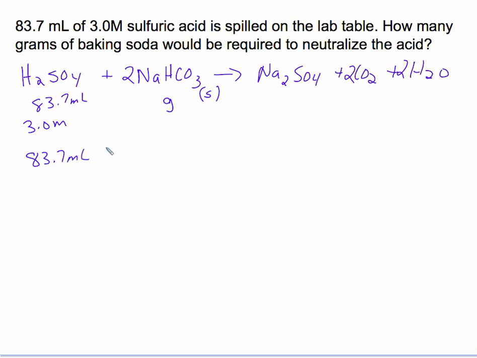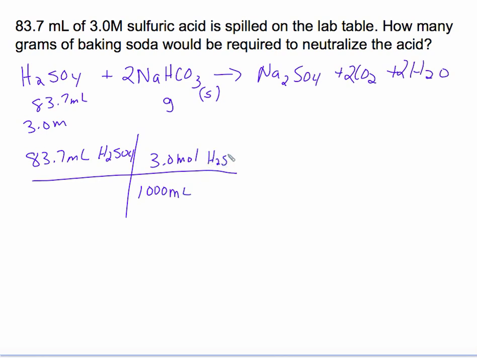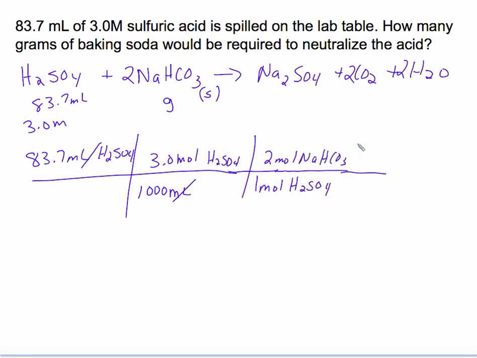So here's the trick. Whenever you know a volume of something, and you know the molarity, if you set up your picket fence like this, and remember that molarity is moles for every 1,000 milliliters or moles per liter, if you do the math right there, the milliliters will cancel and you'll be in moles. But the question is how many grams of baking soda, so we're going to keep going. Now we're going to do the stoichiometry. For every 1 mole of H2SO4, you get 2 moles of the baking soda.